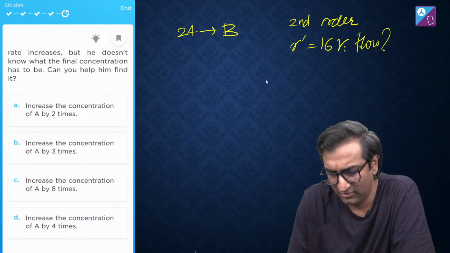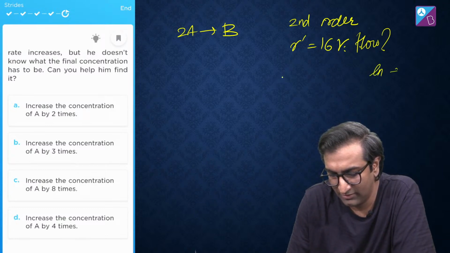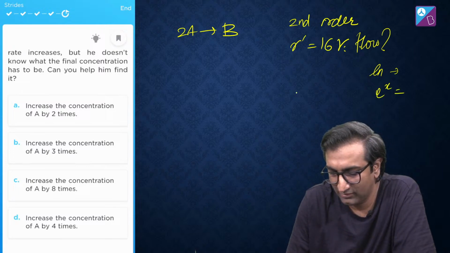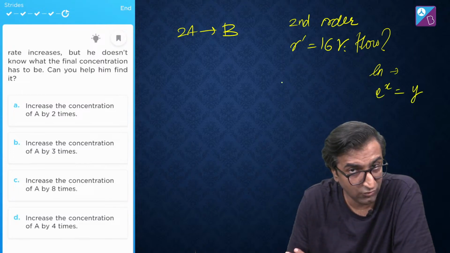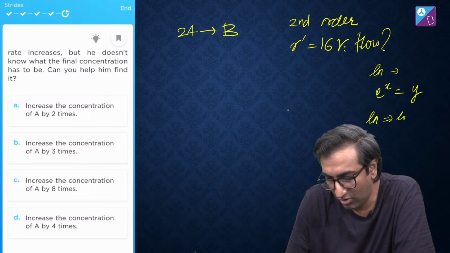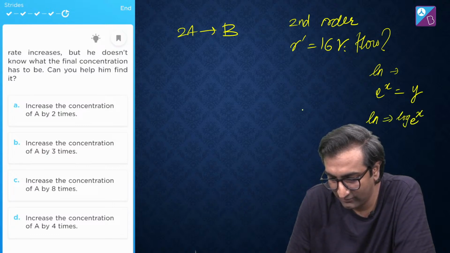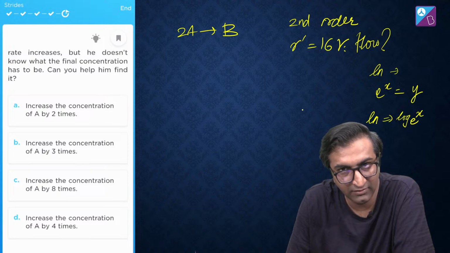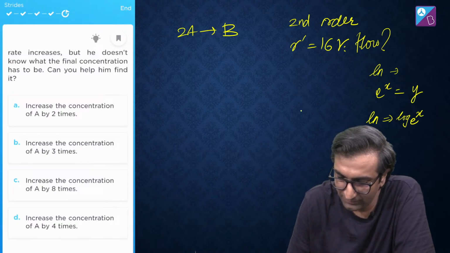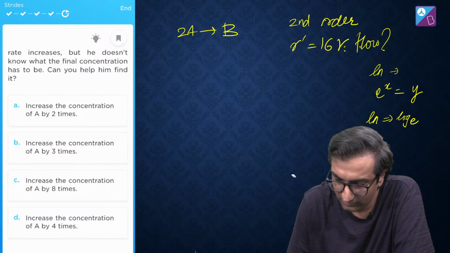देखो what is ln? ln मतलब क्या होता है? ln मतलब natural log. इसका क्या मतलब होता है? E power x equal to y. After you take log, natural log, ln is basically log to the base e of x, right? Is this fine? Right? So this will basically become e power x equal to y.